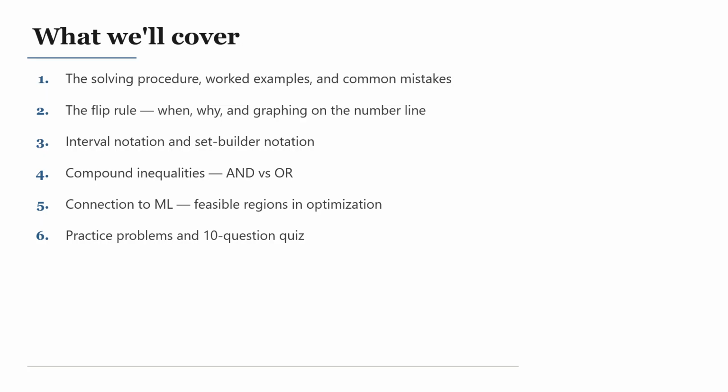Third, notation. Interval notation with brackets and parentheses, plus set builder notation so you recognize both formats. Fourth, compound inequalities. The difference between and, which gives you one bounded interval, and or, which gives you 2 disjoint rays. Fifth, connection to machine learning. How linear inequalities define feasible regions in optimization problems. Sixth, practice problems and a 10-question quiz to test everything you have learned. We will start with some practice problems to warm up before the full quiz.